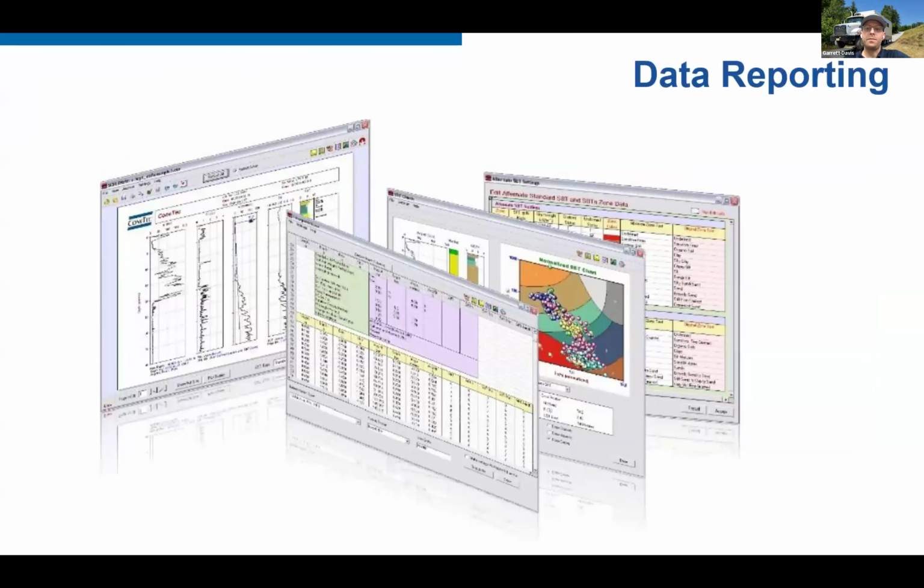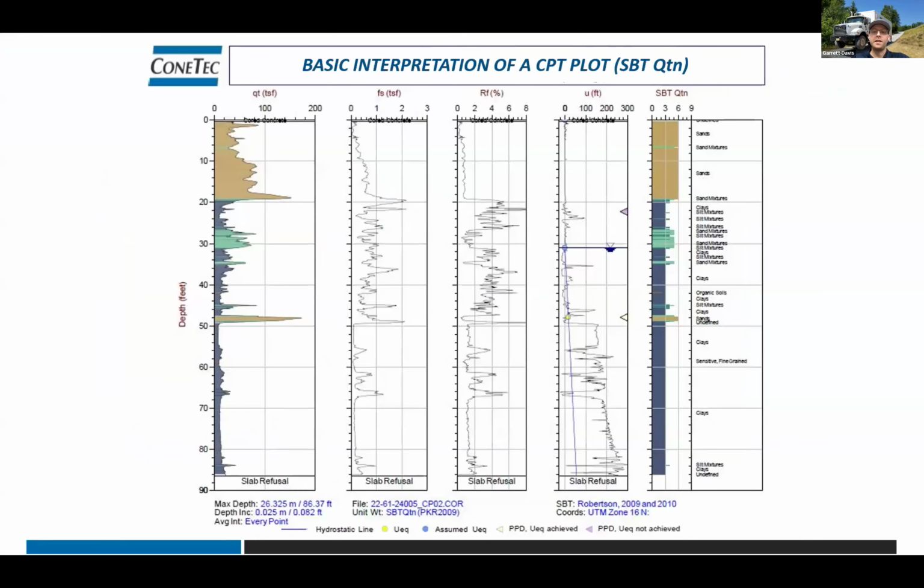I'll touch briefly on data reporting. As we talked about, we're collecting tip, sleeve, pore pressure, shear wave, compression wave. And with those relatively small number of parameters, you open up a world of calculations and interpretations. So earlier we looked at our standard CPT plot briefly. These standard plots display roughly the same information that's monitored real time during your data collection.